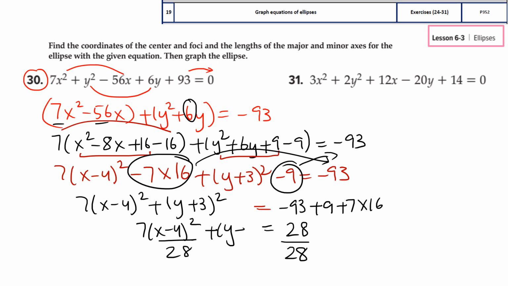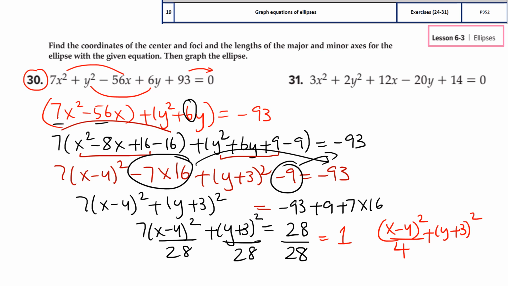Okay. So when we divide everything by 28, we get 1 on the other side, which is what we want. And 28 divided by 7 would give you 4. So the final answer for the standard form will be this. So 28 divided by 4 again. Sorry, this 28 will remain. This is 1. Okay, now we've got the standard form.